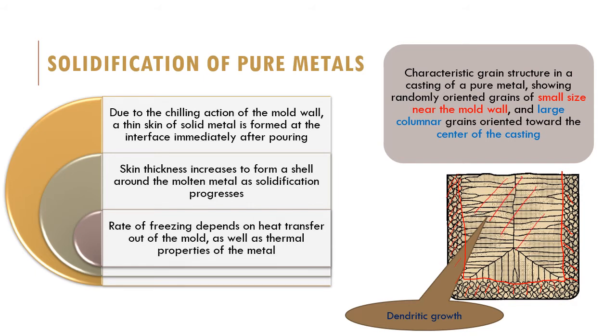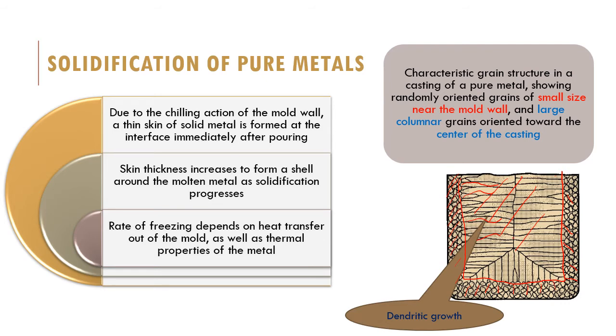That is why it creates a dendritic growth microstructure inside here. Due to that, the grain structure near the wall will be randomly oriented grain with small grains, while once it starts to solidify in the center, there will be large columnar grains in the center part, in the dendritic growth inside here.